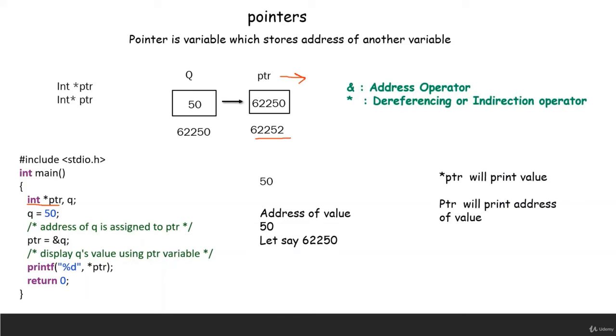These are some key points. Remember that wherever you use asterisk pointer, it will print the value which is stored, and when you use the pointer, it will print the address of the value. Hope you got what pointers actually are.